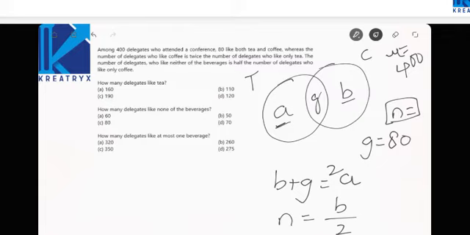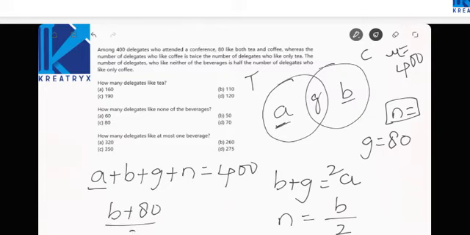Now can you find out the values of A, B, G, N? Already we know that G is 80. Now the total is equal to how much? A plus B plus G plus N is equal to how much? Is it 400? Now can you find out the value of B? In the place of A we can substitute B plus G by 2. B plus G by 2 is nothing but B plus 80 by 2. G is 80 given in the question, plus B, plus G is given as 80, plus N is given as B by 2, and that is nothing but equal to how much? 400.